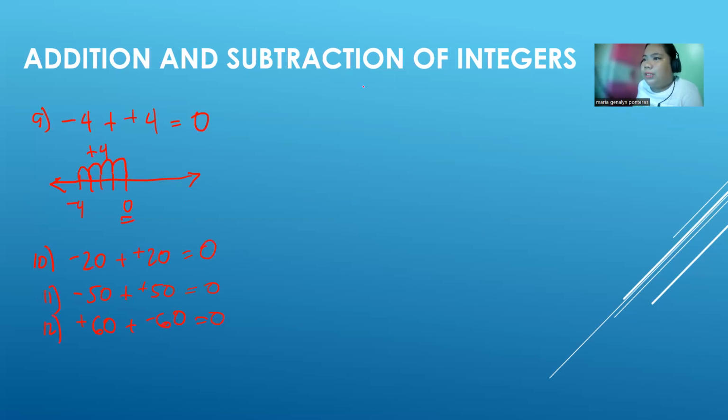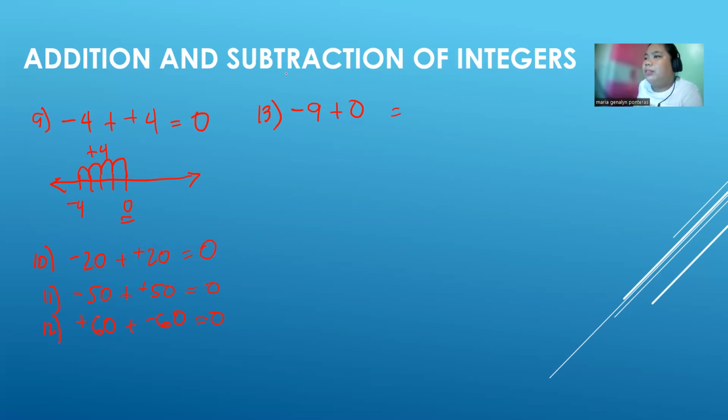Let's have the other one pa. Ano pa yung nakakalito sa mga students na napansin ko? Negative 9 added by 0. So what is negative 9 added by 0? So si 0 wala siyang sign. Hindi siya positive.